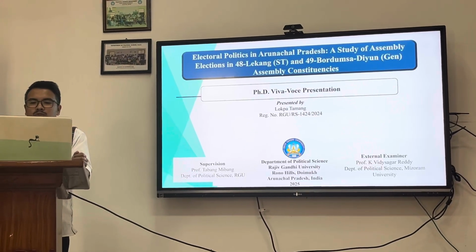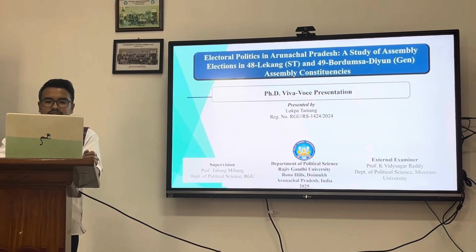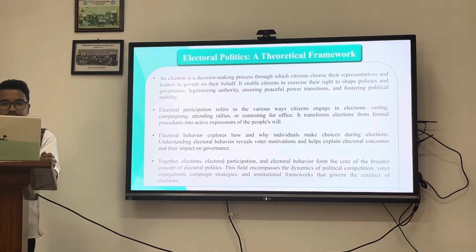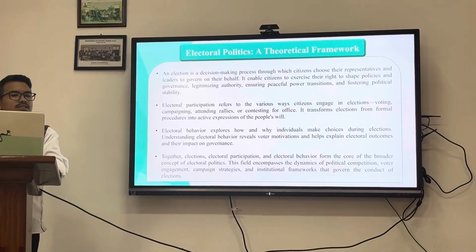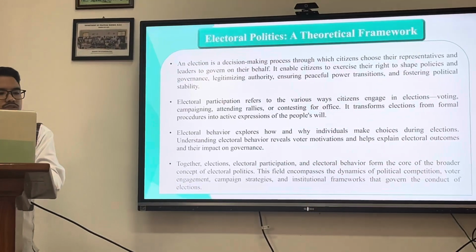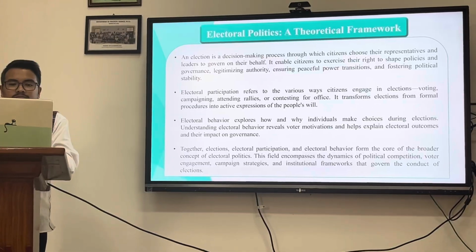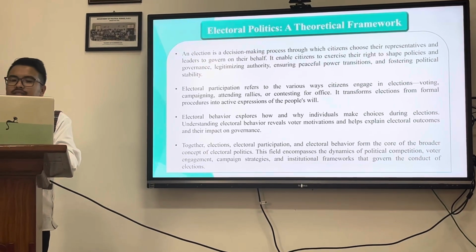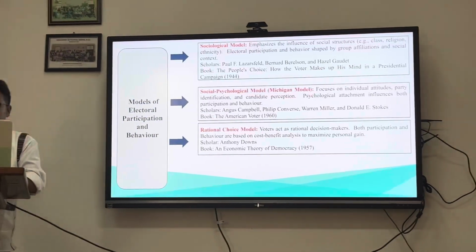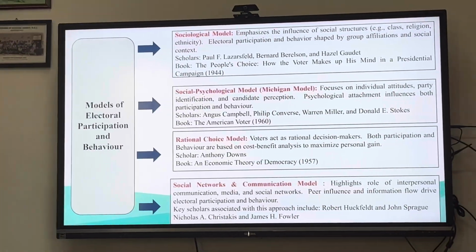Become an MLA for men in General Assembly Constituency. Election is a decision-making process through which citizens choose their representatives and leaders to govern on their behalf. Electoral participation refers to the various ways based on the cost-benefit analysis to maximize the personal gain. And lastly, the social network and communication model.